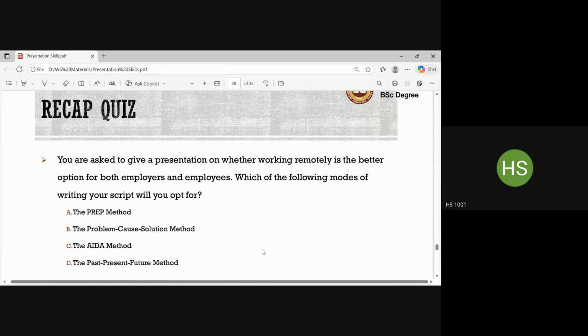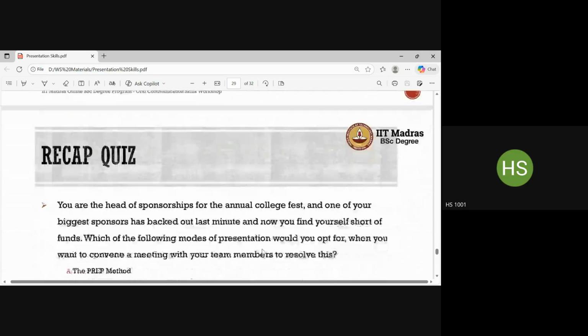You are asked to give a presentation on whether working remotely is the better option for both employers and employees. Which of the following modes of writing a script will you opt for? Remember, this is a debatable topic. For a debatable topic, what strategy do we use? Prep. Prep method. Yes, you would use the prep method for a debatable topic.